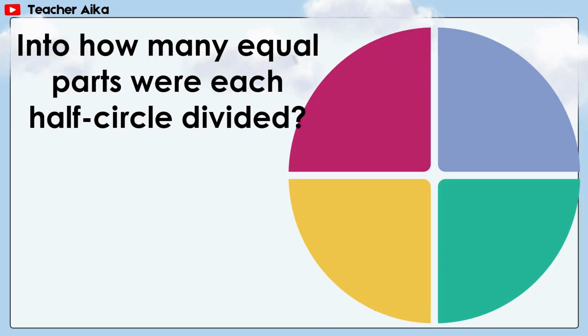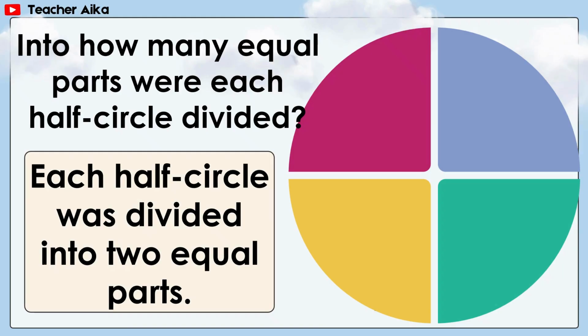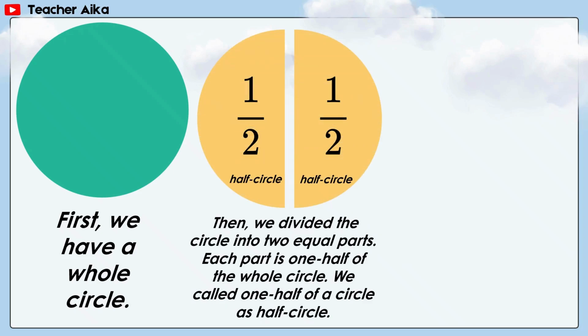Let's take a look at another picture. Into how many equal parts were each half circle divided? Each half circle was divided into 2 equal parts. First, we have a whole circle. Then, we divided the circle into 2 equal parts. Each part is 1/2 of the whole circle. We called 1/2 of a circle a half circle.